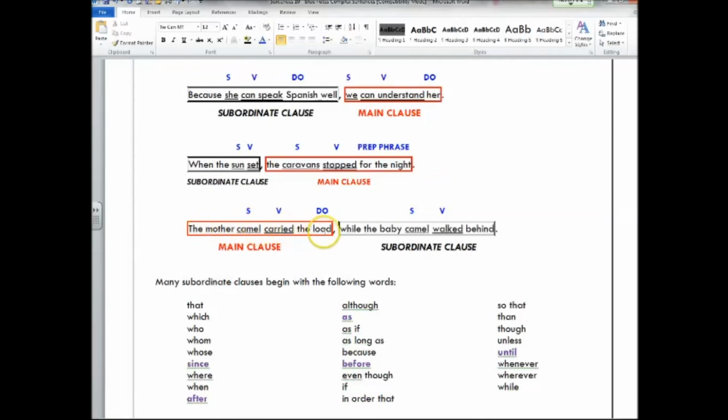The mother camel carried the load while the baby camel walked behind. The mother camel carried the load is a complete thought. I could put a period here. It would make sense. You're not left wondering anything. Camel is your subject. Carried is your verb. Load is your direct object. This is your main clause. While the baby camel walked behind is your subordinate clause. It cannot stand on its own. It needs this main clause in order to make sense. Camel is your subject. Walked is your verb. While the baby camel walked behind. If we tried to put it on its own, we'd have a big question mark going, while the baby camel walked behind what, right? And that's answered in our main clause.